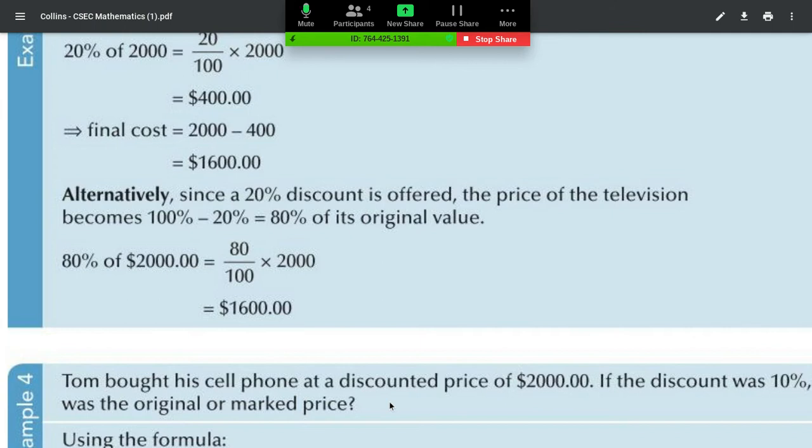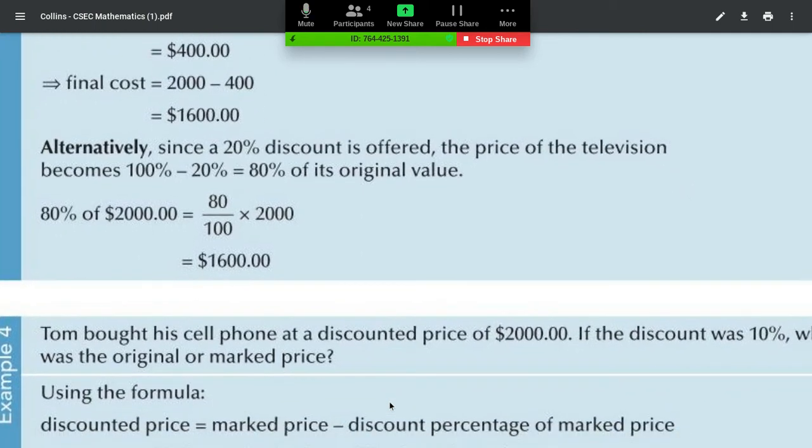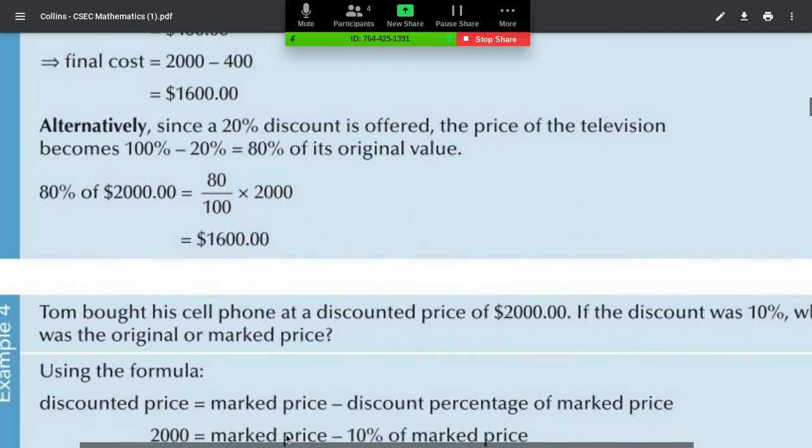So we're going to use the formula. Let's write down the formula. Discounted price is equal to marked price minus the discount percentage. So in this case, we're going to say 2,000 is equal to the unknown minus 10% of that unknown.